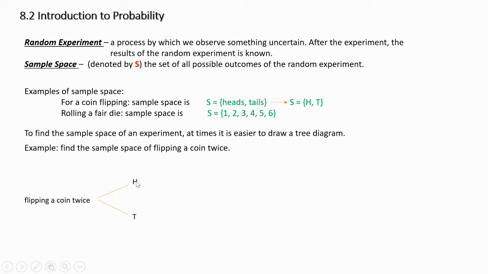If the first is heads, then from the heads, it can be heads again, or it can be tails. And also, if my first flip is tails, after the second flip it can be heads again or tails. So what's my sample space? It can be heads, heads. It can be heads, tails. Or it can be tails, heads. And tails, tails. So my sample space is S equals HH, which stands for heads, heads; HT for heads, tails; TH for tails, heads; and TT for tails, tails.